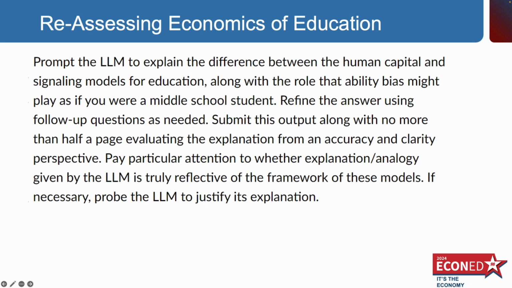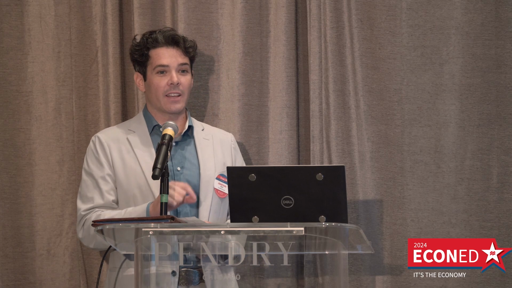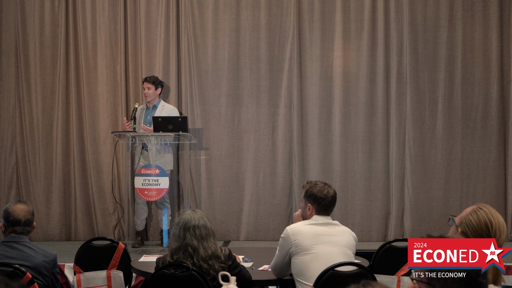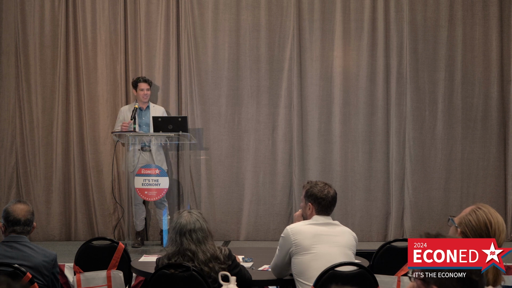Okay, so here is one of the prompts. This is part of the very first assignment that I gave them, which said, explain the difference between human capital and signaling along with the role of ability bias as if you were a middle school student. And then their job is to evaluate the quality of the LLM's response, which in general was not actually all that great. It was great at coming up with superhero examples, but it would say things like, signaling is like wearing a shirt that says you're really good at video games. And so the students would be like, ooh, this is great because it's talking about video games.